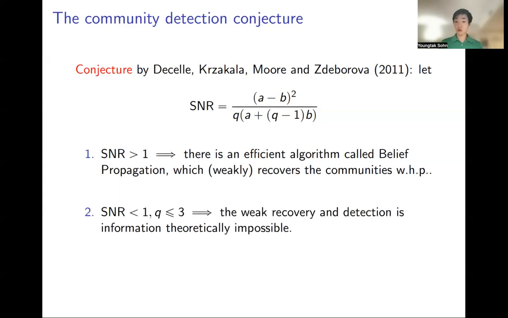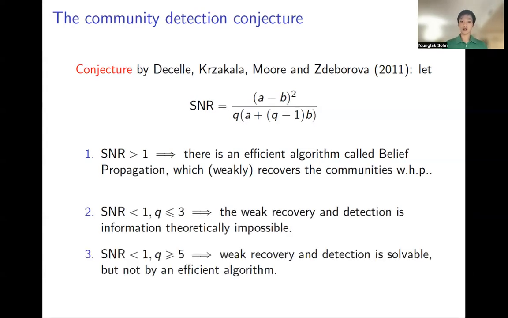If SNR is less than 1, the picture depends on the number of communities. So when the number of communities is either 2 or 3, they conjecture that weak recovery and detection is information theoretically impossible. However, when q is greater than or equal to 5, weak recovery and detection is solvable by an inefficient algorithm, but not by an efficient algorithm. That is to say, there exists a statistical computational gap for q greater than or equal to 5.